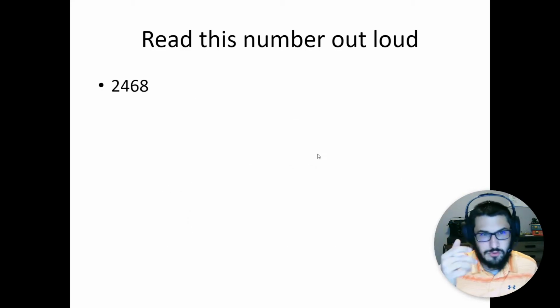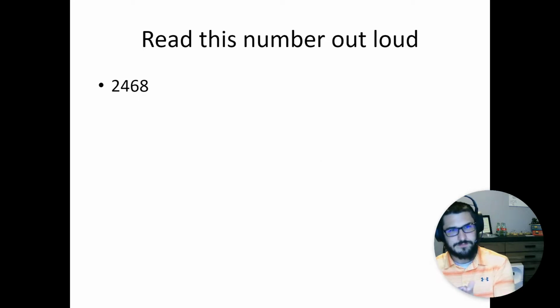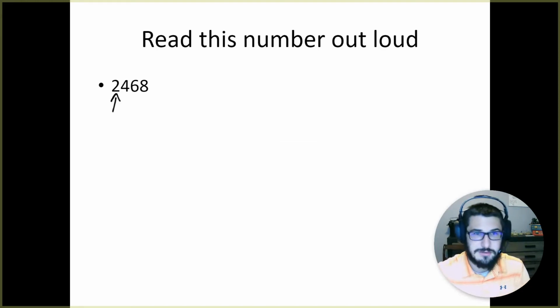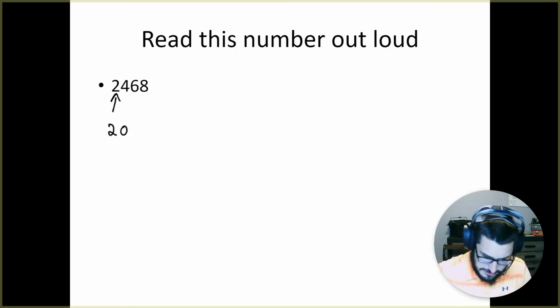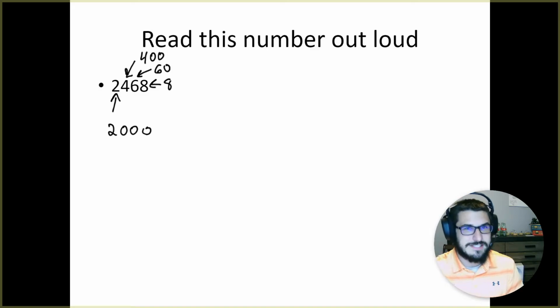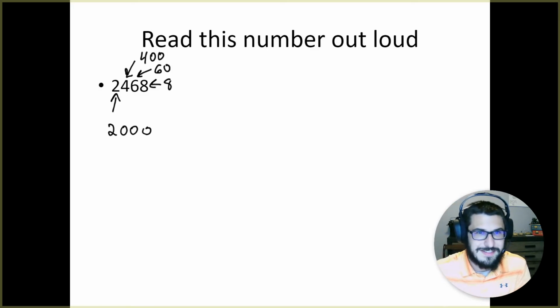So first, read this number aloud. What you should have said is 2,468. The reason that's important is that's what each of these numbers tells us, that there's 2,000 in this number, there's 400 in this number, there's 60 in this number, and there's 8 in this number. That's how many of each of those places there are. There's 2,000s, there's 400s, there's 6 tens, and 8 ones.